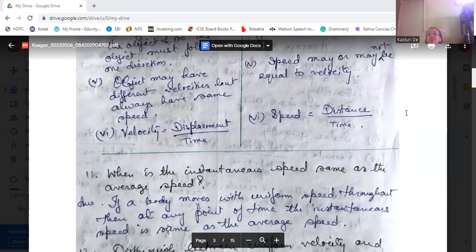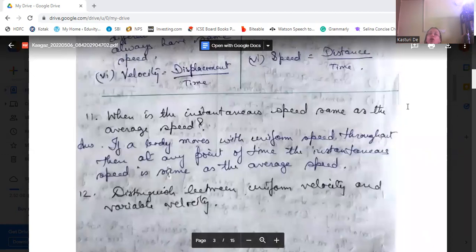Next is, when is instantaneous speed the same as the average speed? If a body is moving with uniform speed throughout the journey, then at any point of time, the instantaneous speed is the same as the average speed.